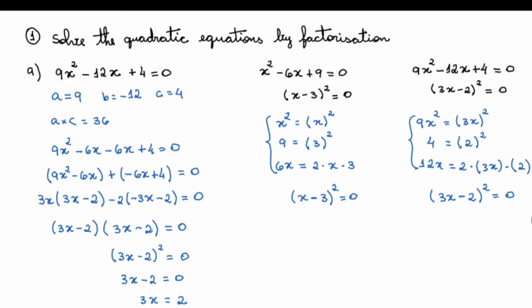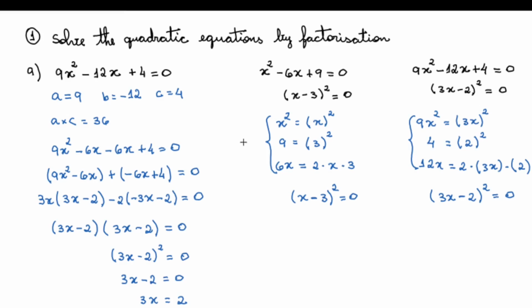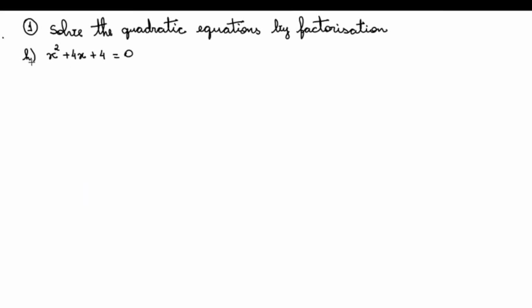So, when the first and last terms of a quadratic equation are perfect squares, and the middle term is the product of the square roots of these terms and the number 2, we can easily factorize these equations this way. Now let's try with another equation. Press pause and try to solve this equation by factorization by yourself. Check first if these conditions are present in this equation.